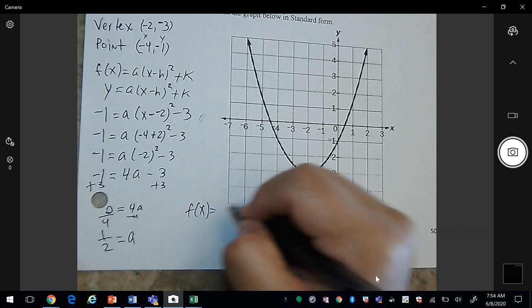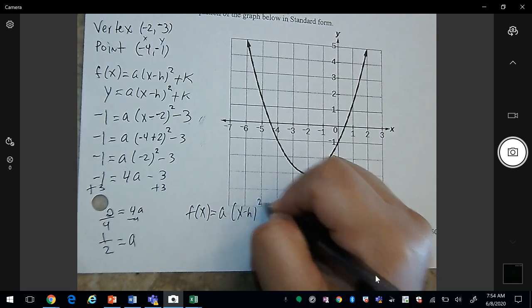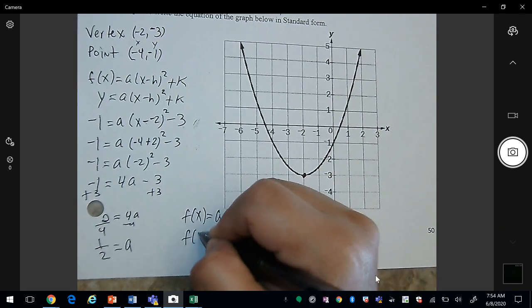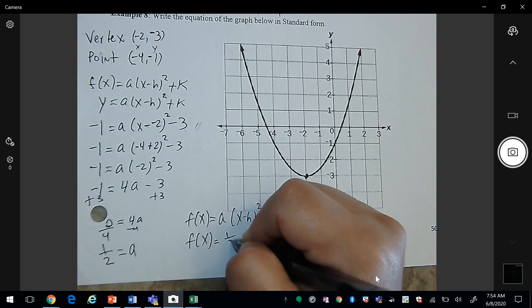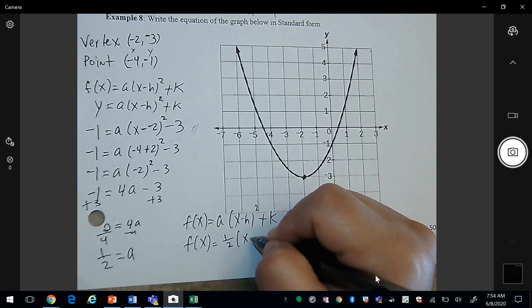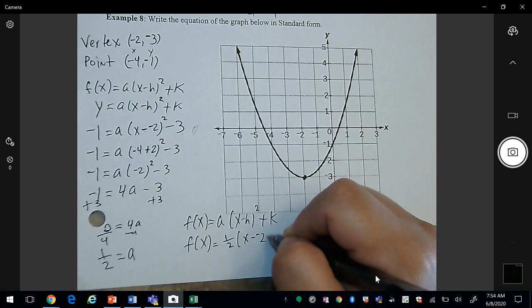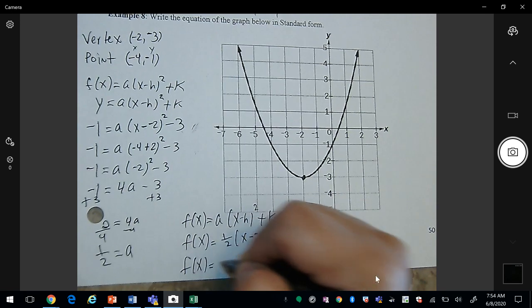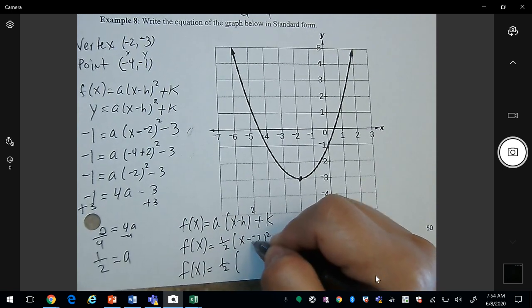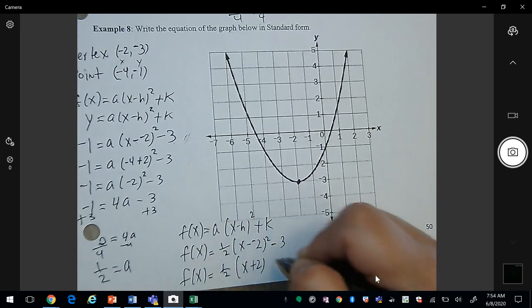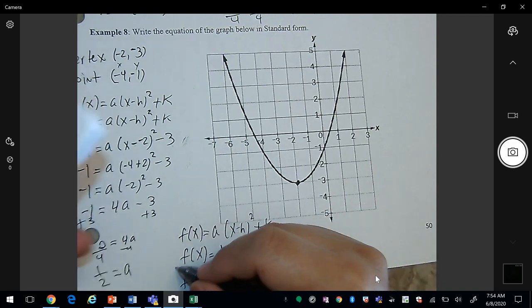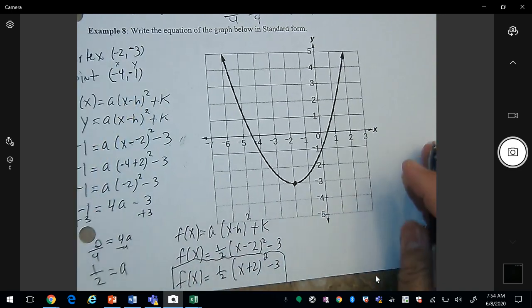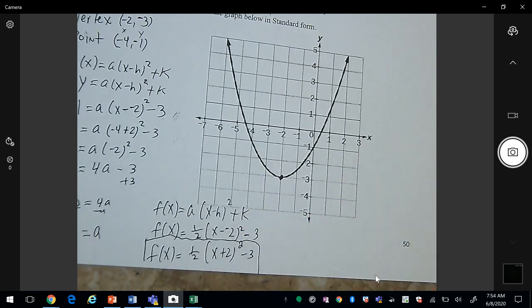Plug it back in. So a is 1/2. H is -2. And k is -3. Negative negative is +2. Okay, so let's go to the next page.